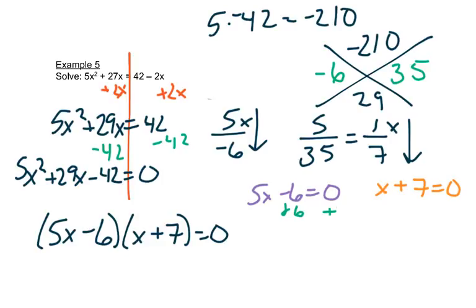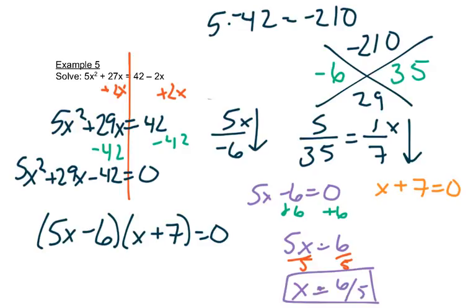I'll solve this one first by adding 6 to both sides. And then divide by 5. x equals 6/5 is my first answer. Here I'll subtract 7 and get x equals negative 7 as my second answer.